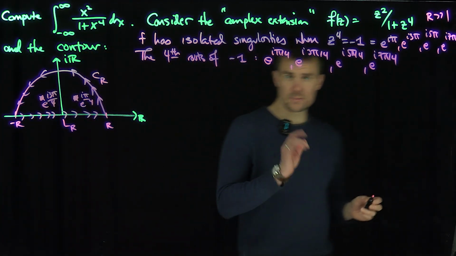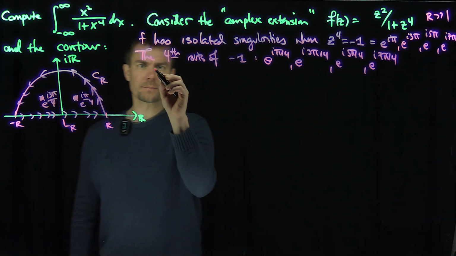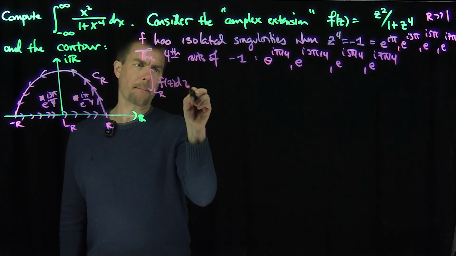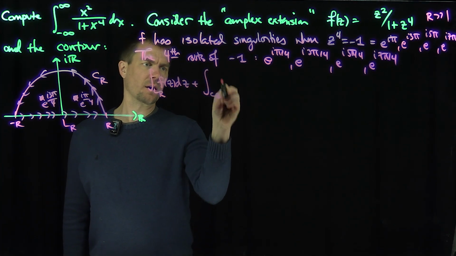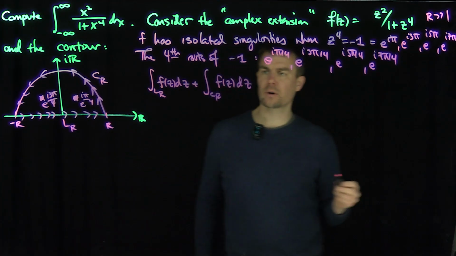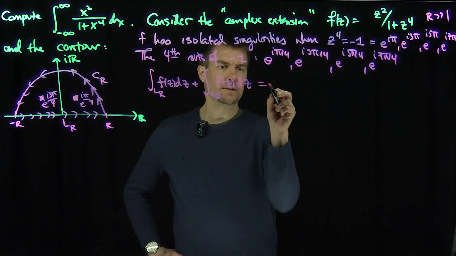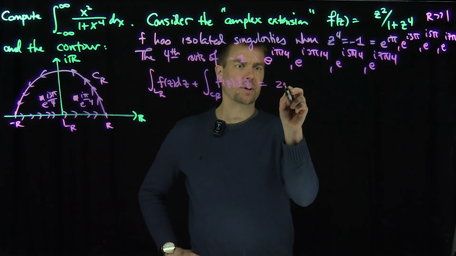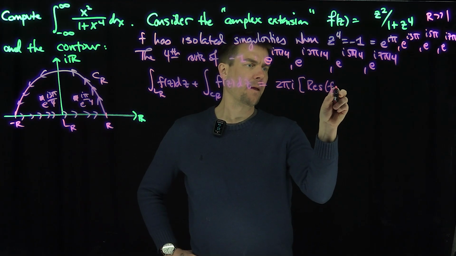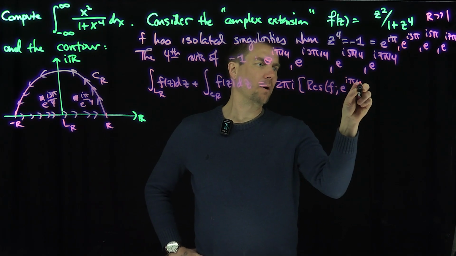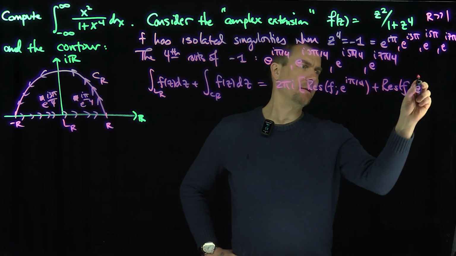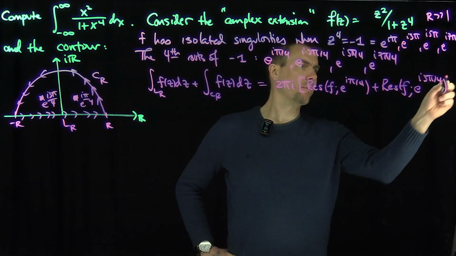So the residue theorem tells me what? The residue theorem tells me that the integral over L_R of f of z dz plus the integral over C_R of f of z dz, that's an entire closed contour, a closed curve over here, is going to be equal to 2 pi i times the sum of the residues. So 2 pi i, and then I have to do the residue of f at e to the i pi over 4, plus the residue of f at the point e to the i 3 pi over 4. Beautiful. That's the answer. We're done.